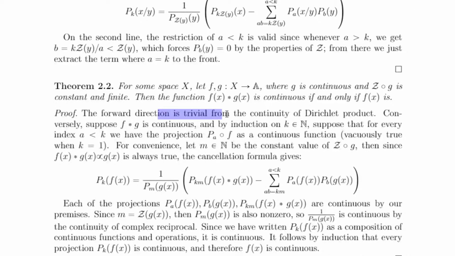So the forward direction is really simple, actually. If we know that f is continuous, well, our premise is that g is continuous, so of course the product is continuous. Really, the special part is if we don't know whether or not f is continuous, and we only know that the product is continuous. That's the special part.